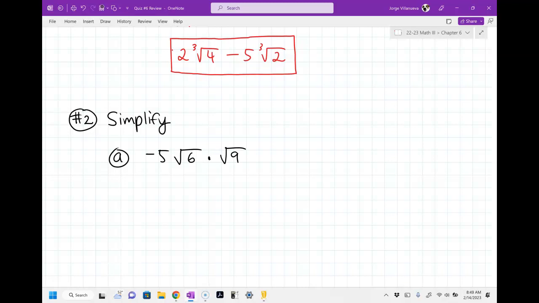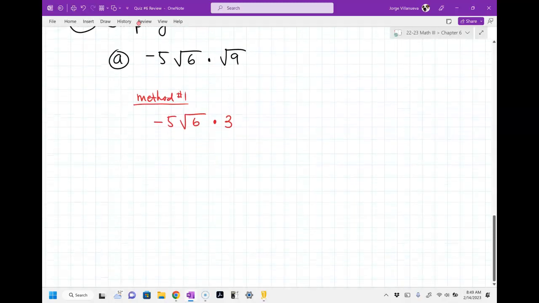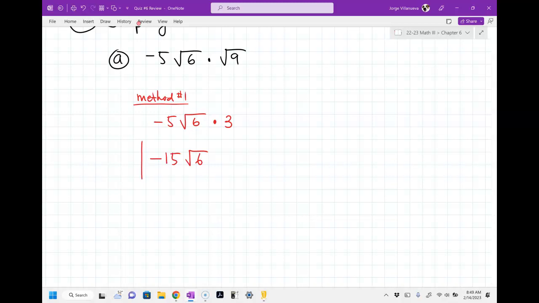The easiest thing is to ask yourself, can I simplify those things first if there's anything easy? Well, we don't have a square root of 6, but we do have a square root of 9, right? Square root of 9 is 3. So I can actually, and I'm going to do this right here, method 1. I can rewrite this negative 5 square root of 6 times 3, because that's what the square root of 9 is. 3 times negative 5, you can multiply that out. That's negative 15 square root of 6. And you're done.